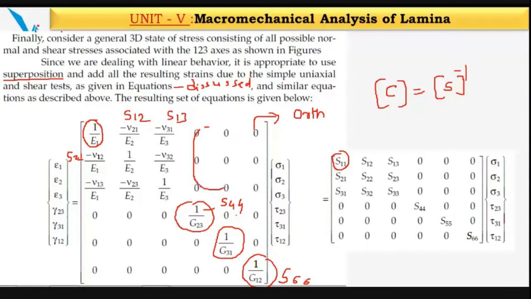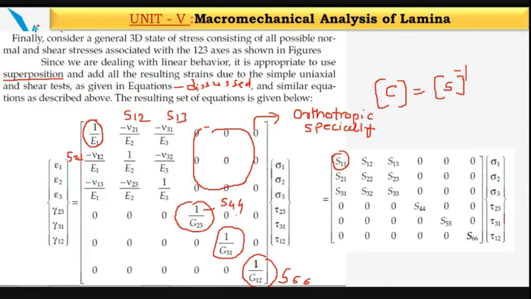Okay, these got reduced to zero because of the orthotropic nature. So this is for specially orthotropic material. We got these components as zero. Okay, these components are zero.